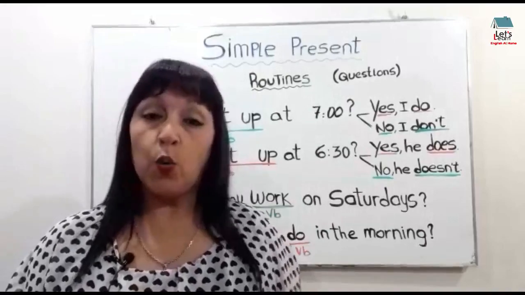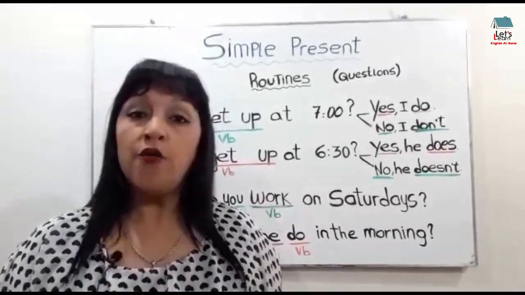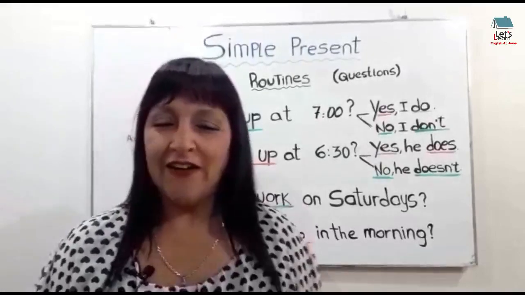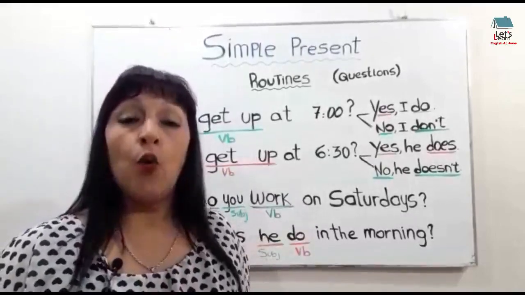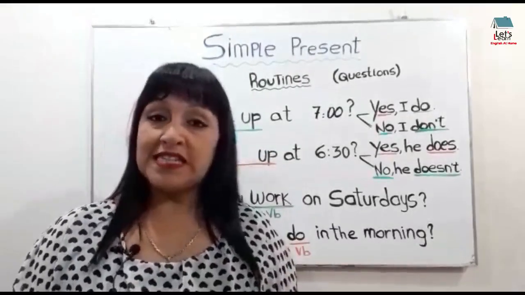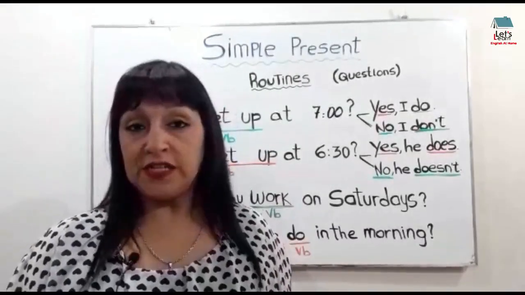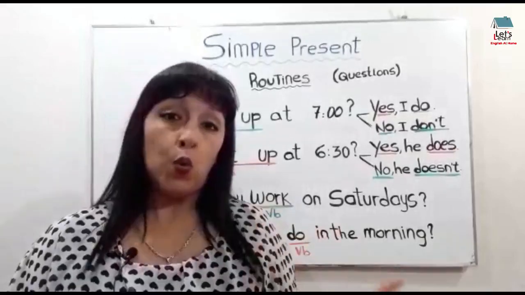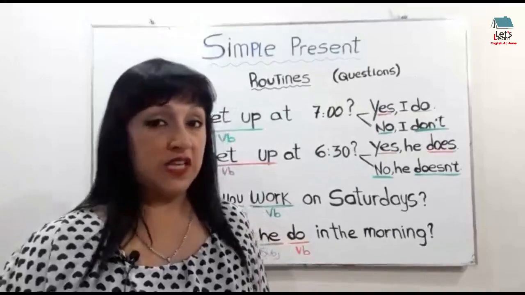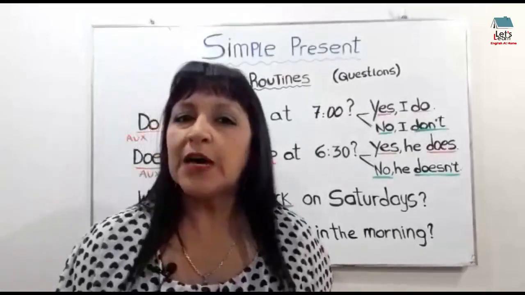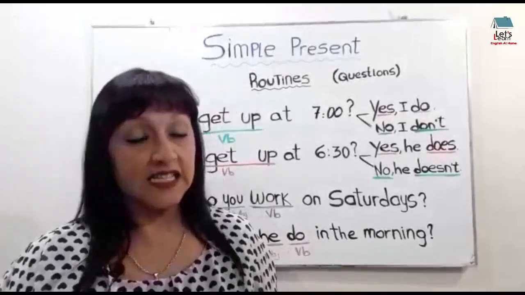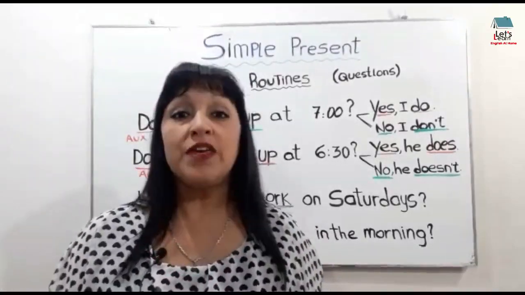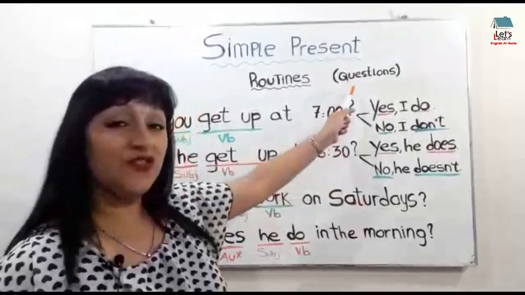In a previous video, we learned about simple present for affirmative and negative statements. You can find the link in our playlist. Now, we learned that the simple present tense uses two different auxiliaries. If you speak about I, you, we, and they, we use the auxiliary do. And if we speak about he, she, and it, we use the auxiliary does. Those auxiliaries will be useful for us to make questions.